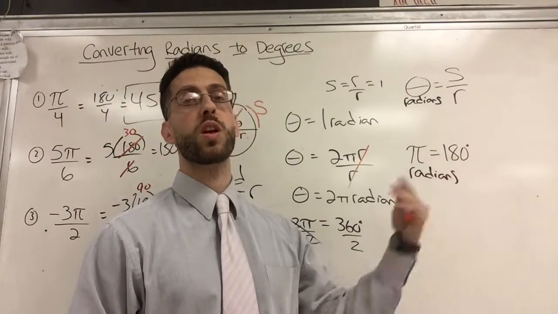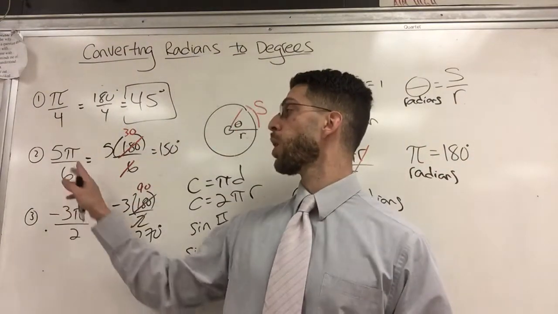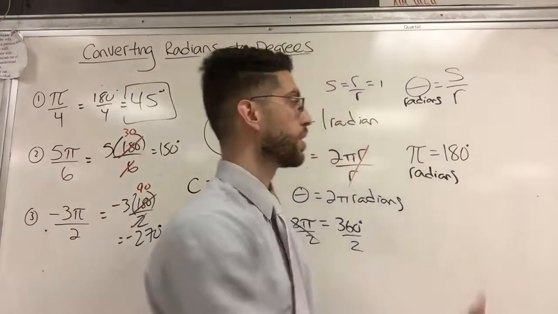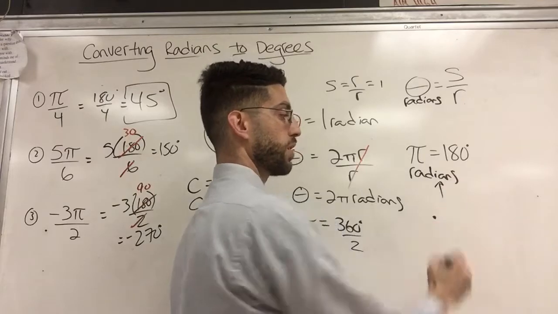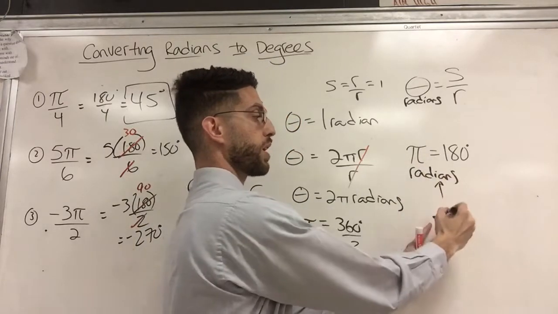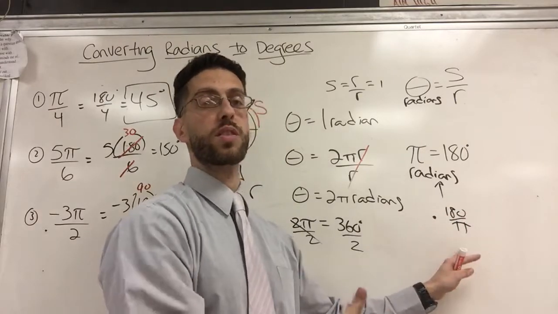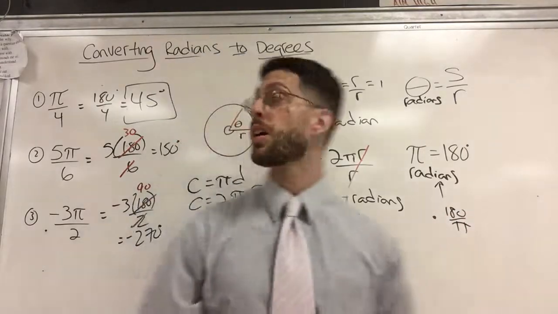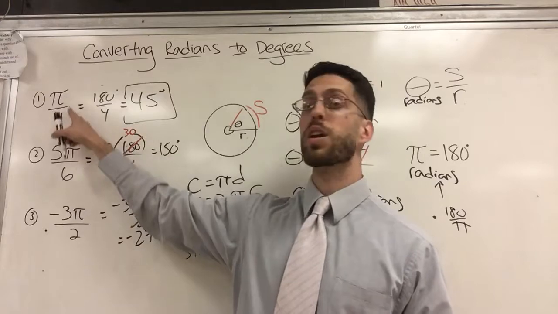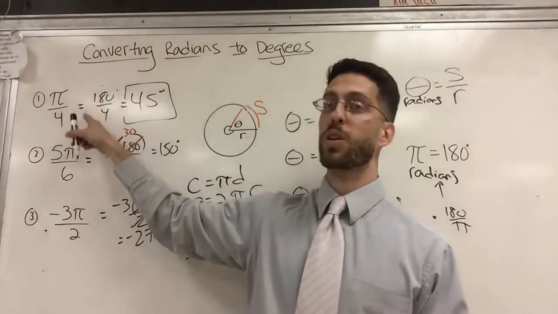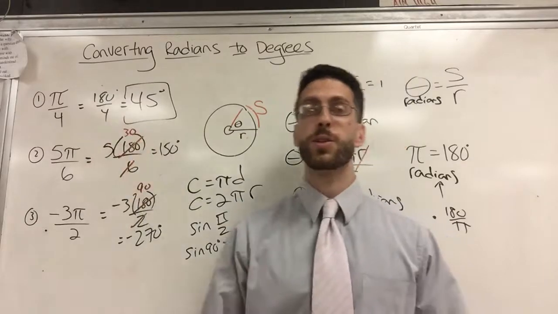Some people teach it where they ask you to multiply the given radians by this conversion by writing it as 180 over pi. I feel like that's an extra unnecessary step, but it'll be the same thing. If I did this times 180 over pi, guess what happens? The pi's cancel out, and I still get 180 over 4, which is this. So whatever works for you.